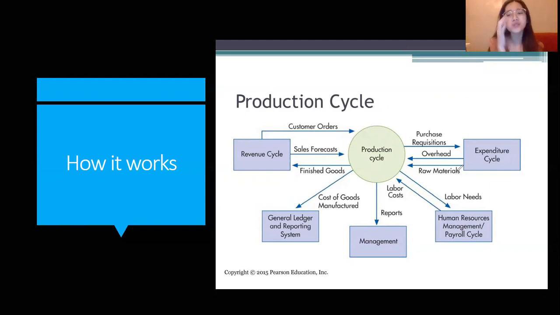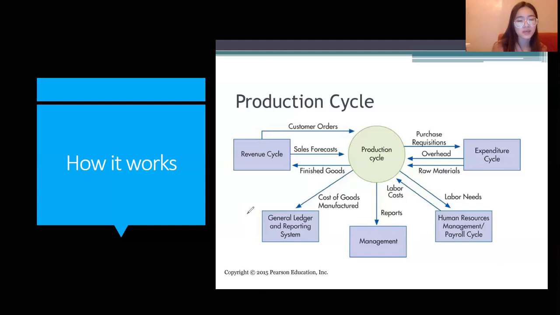Okay, next we have the human resources management or payroll cycle. The human resources or payroll cycle receives information from production about the labor needs. So the production cycle says, okay, these are the labor I need. And then HR will provide information about labor costs and availability. So it would say, okay, I have 5 people and you're going to have to pay them this rate per hour. And then lastly, we have the GLARS, or the General Ledger and Reporting System, which receives information from production about cost of goods manufactured, so how much everything really costs based on the production cycle.